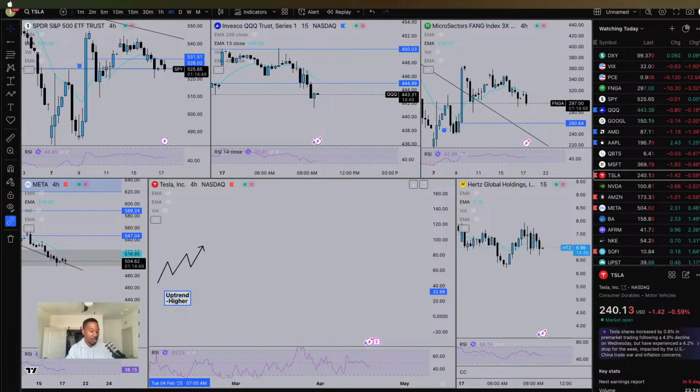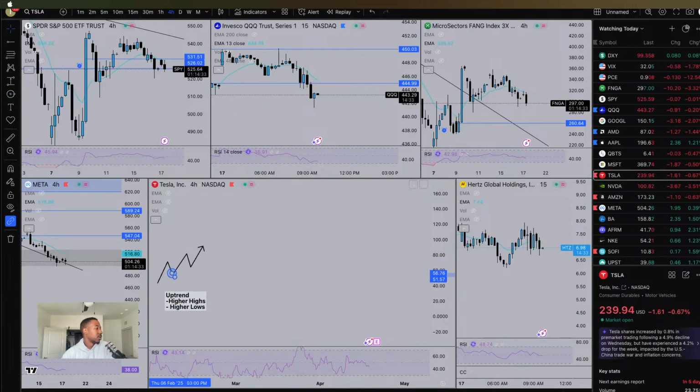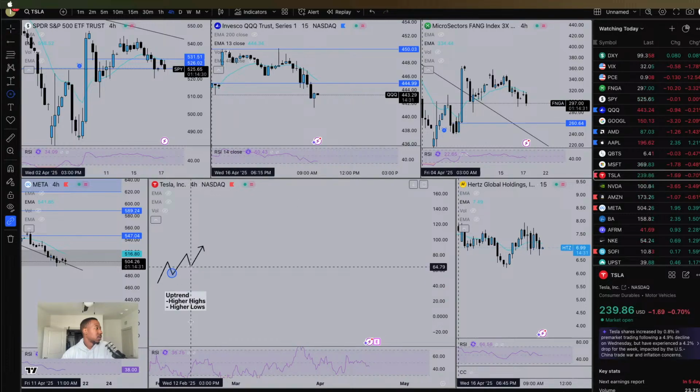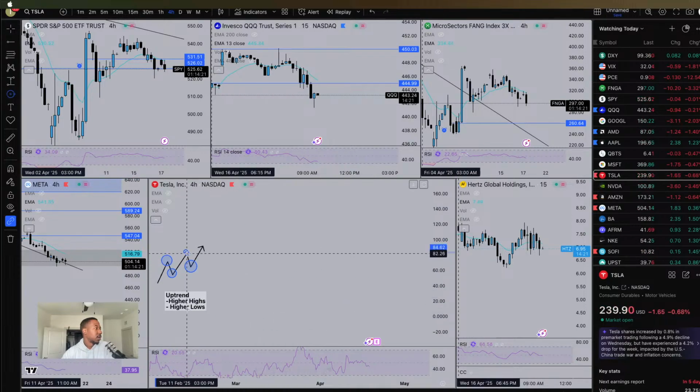Higher highs and higher lows. All right, so that's an uptrend. We got a low here, a low here, and then a high here and a high here. This is how you know it's an uptrend.